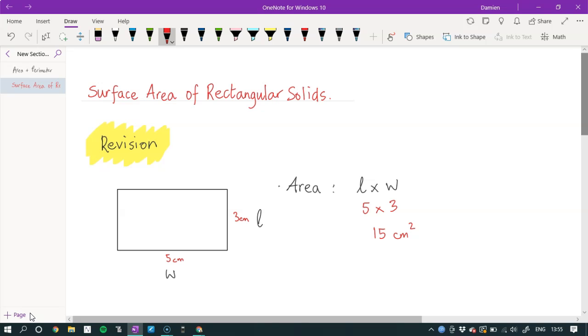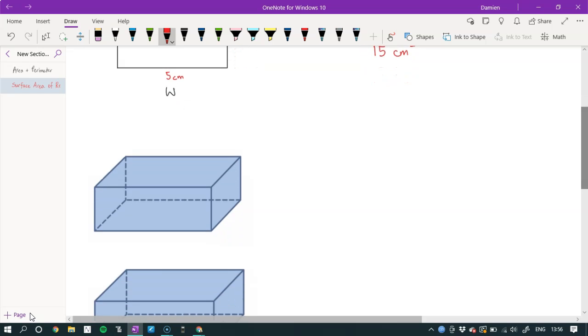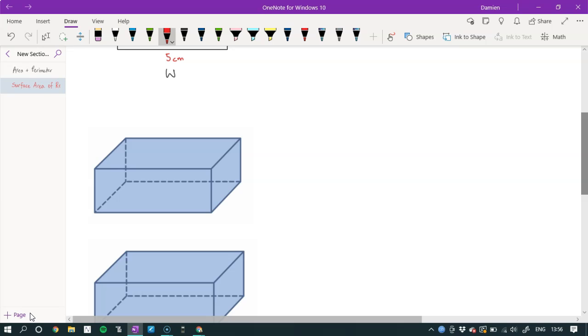But what happens if it's not a flat rectangle? And by a flat rectangle in 2 dimensions, what I mean is something like a piece of paper. That's how you would find the area of a piece of paper. The problem is, what happens if you end up with something like this, where you have a box? There's a different way of finding the surface area.